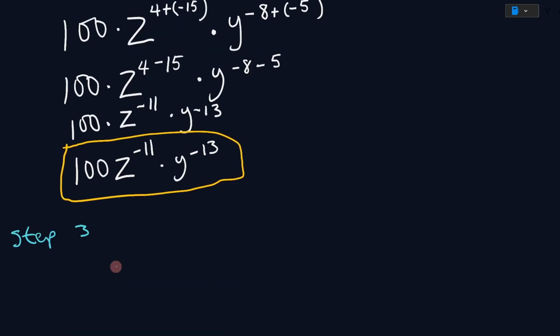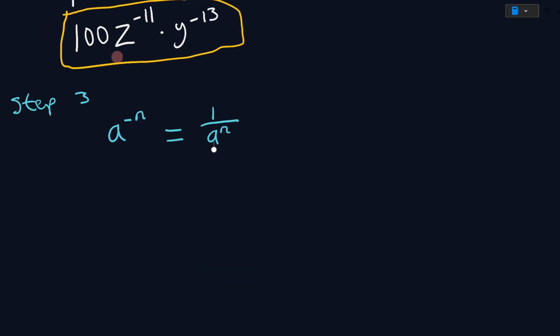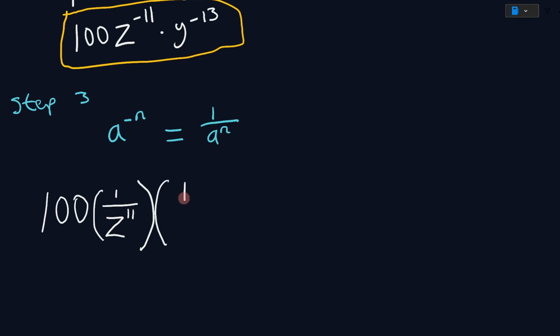Step 3. Recall that when a number is raised to a negative exponent, this means that you should take the reciprocal of this number and retain the exponent. The reciprocal means 1 divided by a exponential n. So this and this will be written in this form. This simplified expression will now be 100. If we change this to a positive form, it means taking the reciprocal of this. This will now be 1 divided by z exponential 11, multiplied by this y, which will take this form also: 1 divided by y exponential 13.